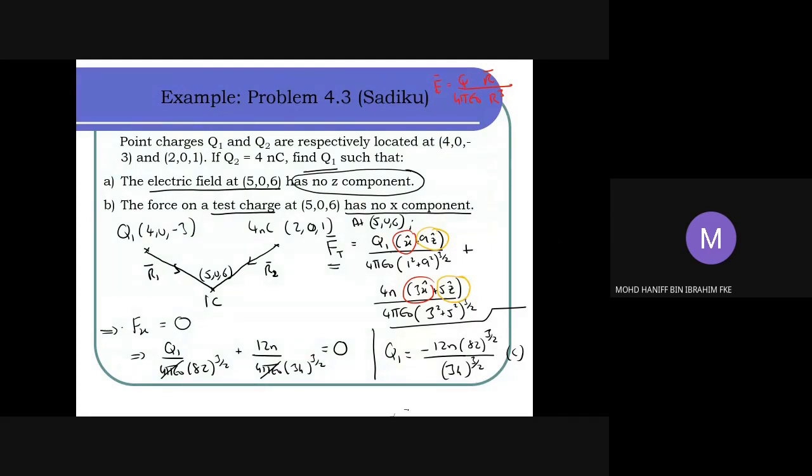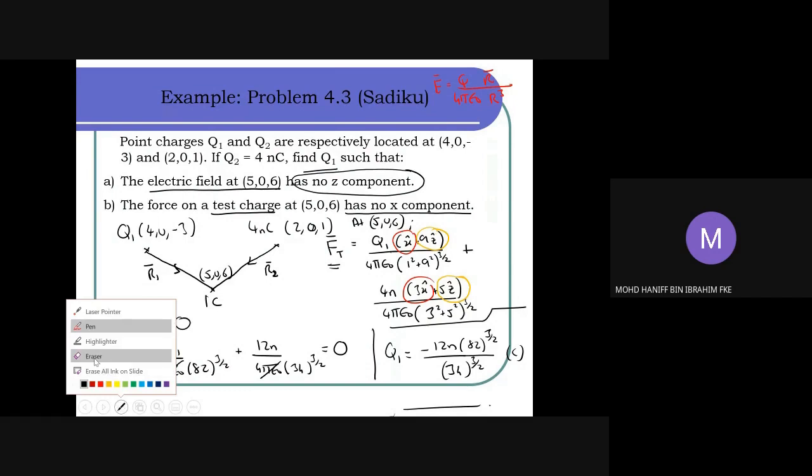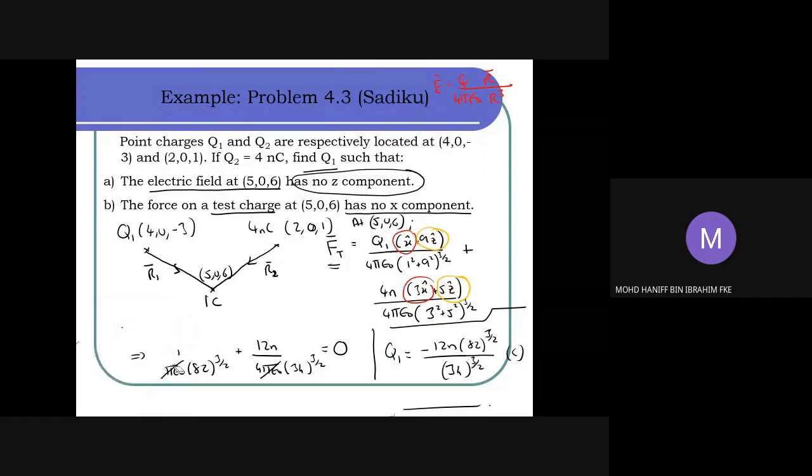Okay. Any questions so far? Doctor, I'm still confused. How can we use the same formula with the E for the force? Alright, let us rewrite the equation. Let me write the equation then.